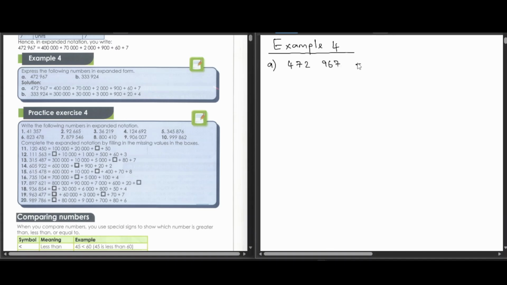472,967 is equal to the value of 4, which is 400,000, plus the value of 7, 70,000, plus the value of 2, 2,000, plus the value of 9, 900, plus the value of 6, 60, plus the unit 7, like that. And what about B?